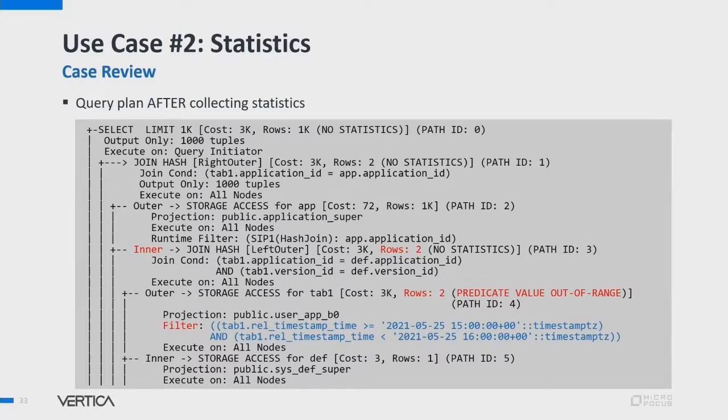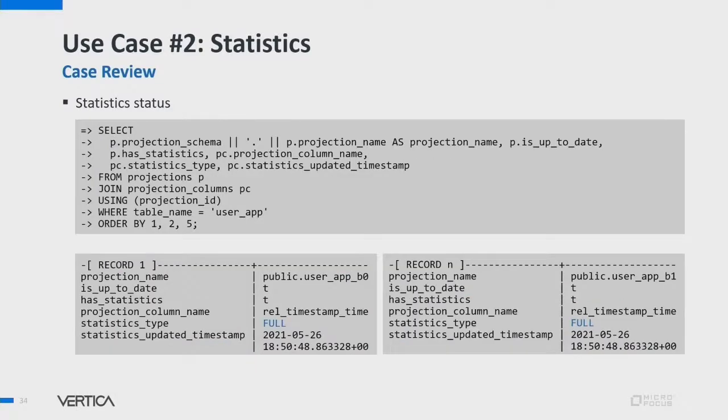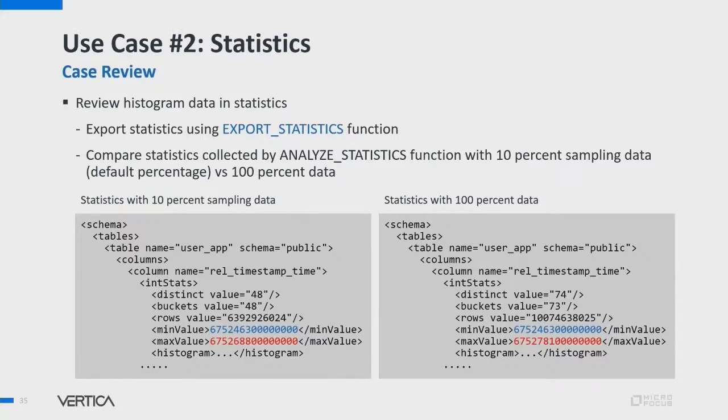Please remember the timestamp used in the filter: 25th May, 3 p.m. and 4 p.m. Why does it happen? This is the status of stats on the rel timestamp type column, which is used in the filter. The type of stats for this column is full, which means the stats have been collected by analyze statistics. So, why does the query plan show predicate value out of range? Let's look at the histogram data.